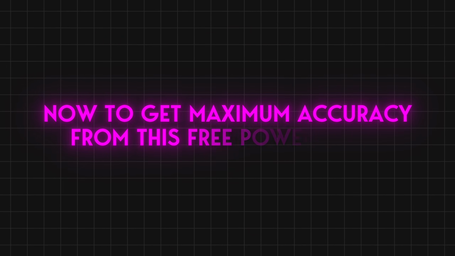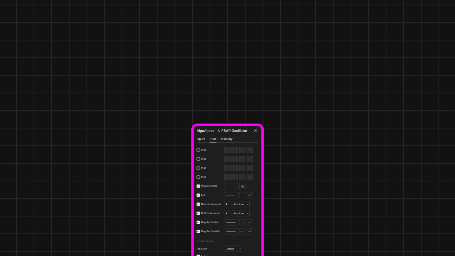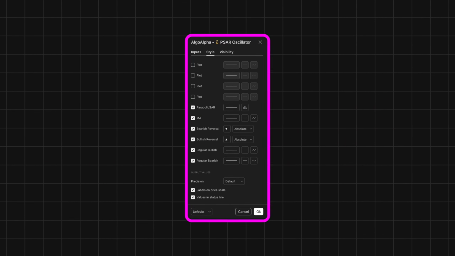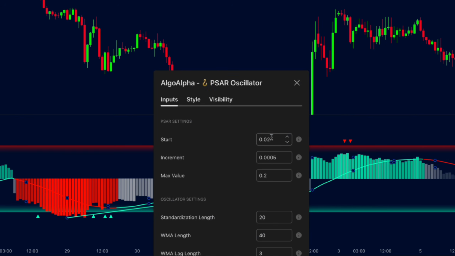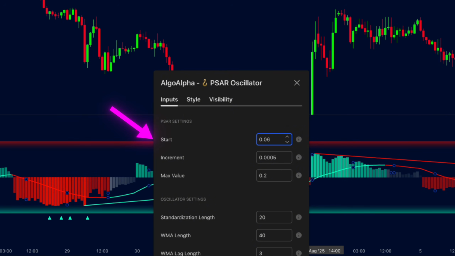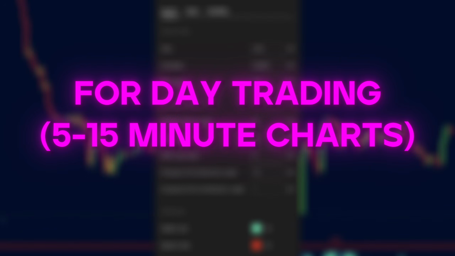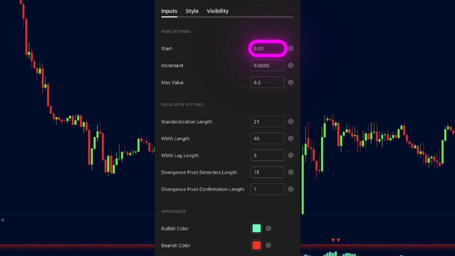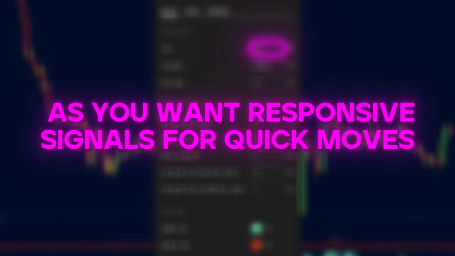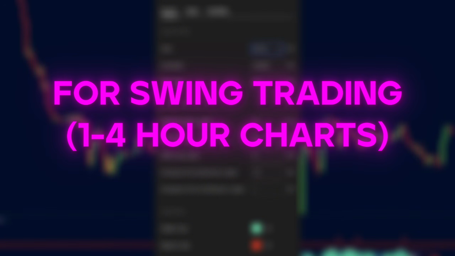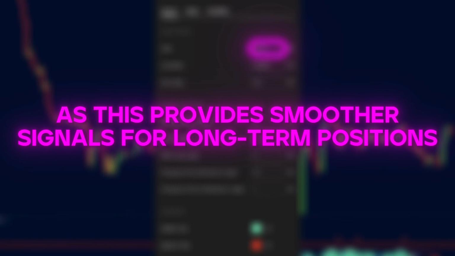Now, to get maximum accuracy from this free powerhouse, we need to optimize the settings for your specific trading style. Double-click the indicator to access the settings panel. You'll see the PSAR start value that controls the initial acceleration factor when new trends begin. For day trading, 5 to 15-minute charts, set this to 0.02 as you want responsive signals for quick moves. For swing trading, 1 to 4-hour charts, use 0.015 as this provides smoother signals for long-term positions.